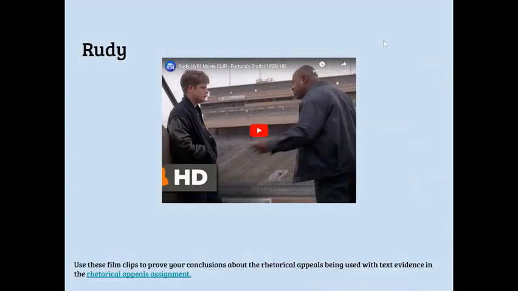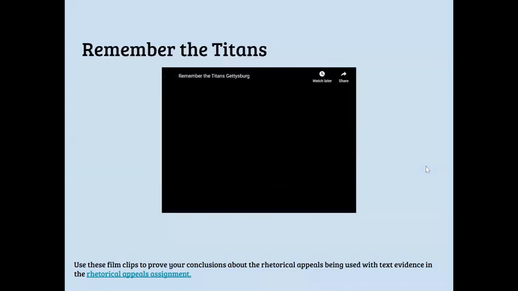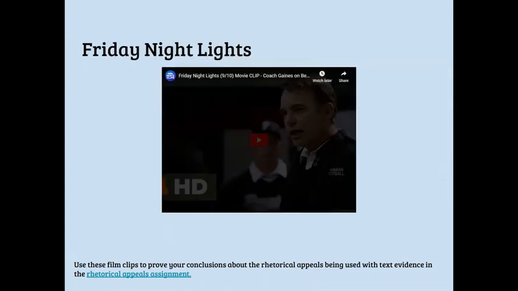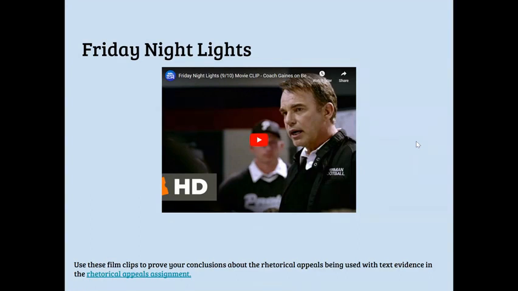Now, these film clips here each have all 3 different rhetorical appeals in them. The goal when you watch these videos, all 3 of these little clips on Rudy, Remember the Titans, and Friday Night Lights, is for you to recognize how they are being shown in the clips. So how are they being shown? How is pathos in there? How is ethos in there? How is logos in each one?